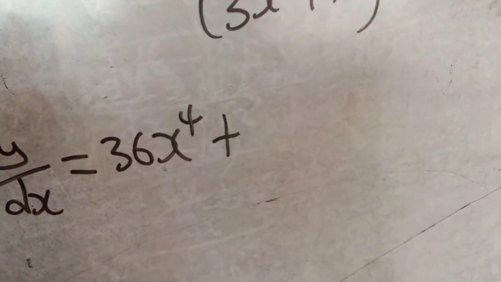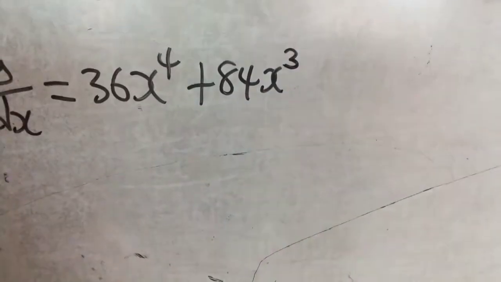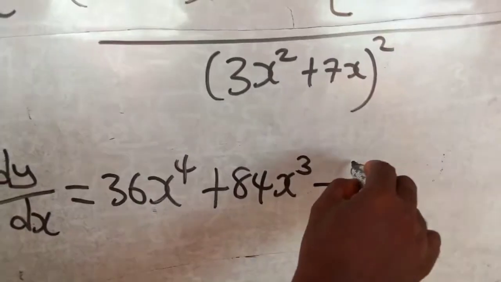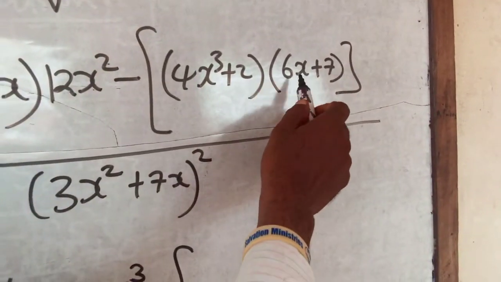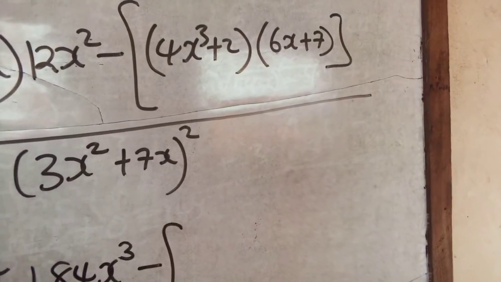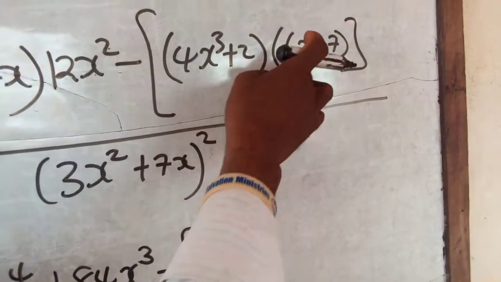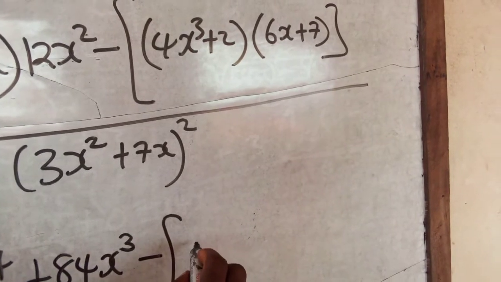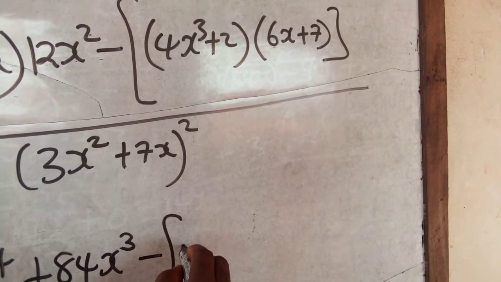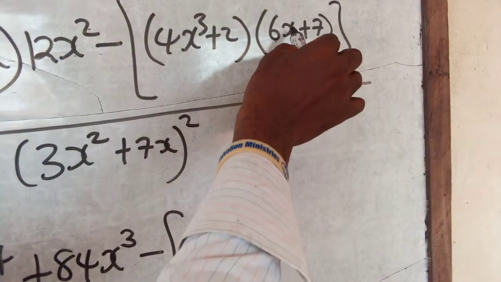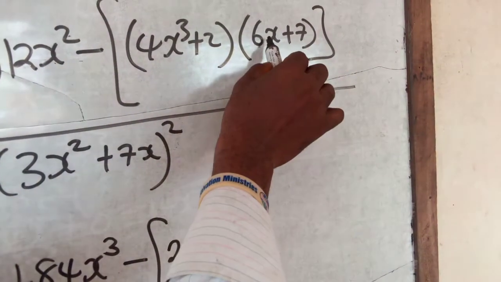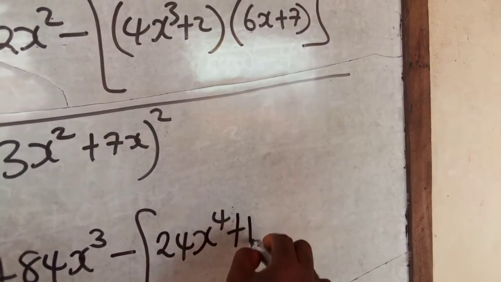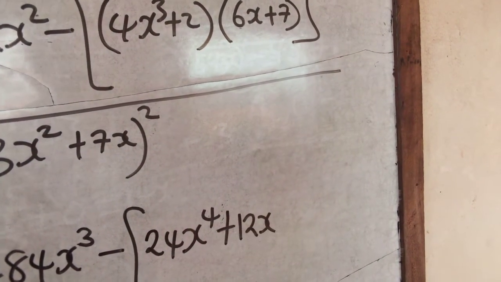So what do you write? You will now write. You now write minus. You open brackets. You expand this. 4 times 6 is what? 6 times 4 will give us 24. Then this one is here. This plus this will give you s raised to power 4. 6 times 2 is 12s. So I'm through with this.